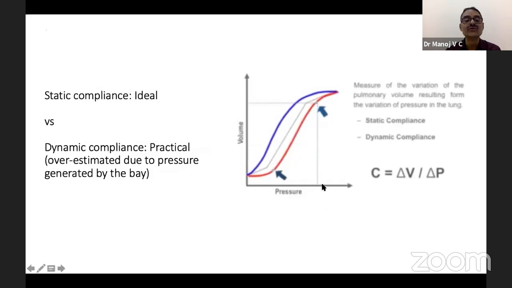So if you are going to measure the compliance, you are going to find one line like this, and then a line like this, and so this is going to be the shape, something like the shape of a penguin, if you imagine. And so this line is going to tell you the ideal compliance or the static compliance, which you cannot probably measure. You can only measure the dynamic compliance of the baby, and usually the machines will overestimate the compliance, because the pressure contributed by the baby also will get added on to the equation delta V by delta P.